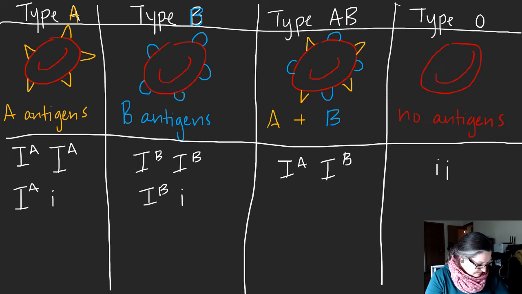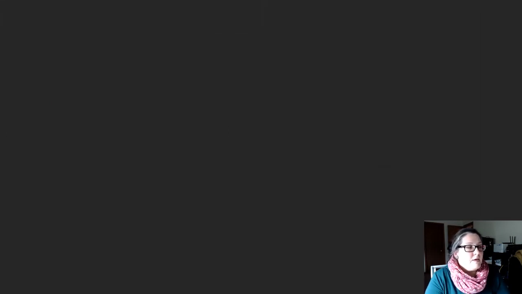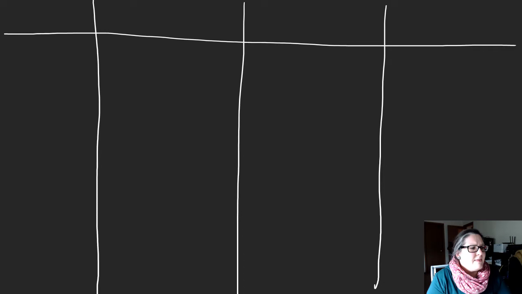All right, let's see. So let's talk about antibodies for a second. Let's go on to the next page here. So we have these blood types, right? We have antibodies also that are produced by our cells in order to prevent foreign blood from being given to us. So if we make a grid like before, I'm just going to put A, B, and O.